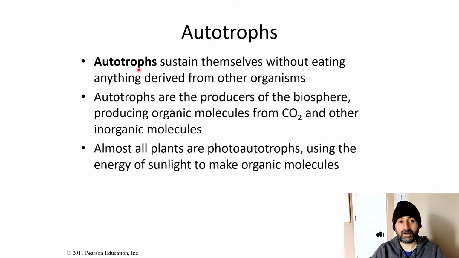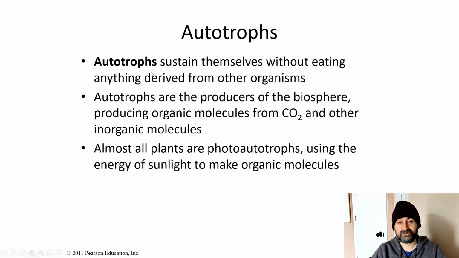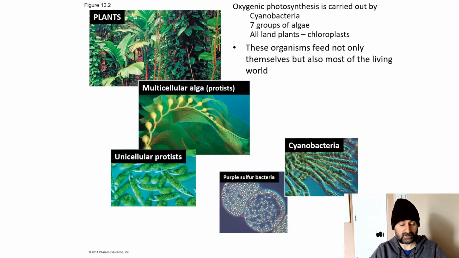So plants are autotrophs, whereas you and I, animals, are heterotrophs. We obtain our organic material from other organisms by eating them, okay? So humans and other animals are heterotrophs. Plants and photosynthesizers are autotrophs. So please know the difference between autotrophs and heterotrophs. And remember this, the autotrophs include plants, algae, these photosynthetic protists, as well as photosynthetic bacteria.